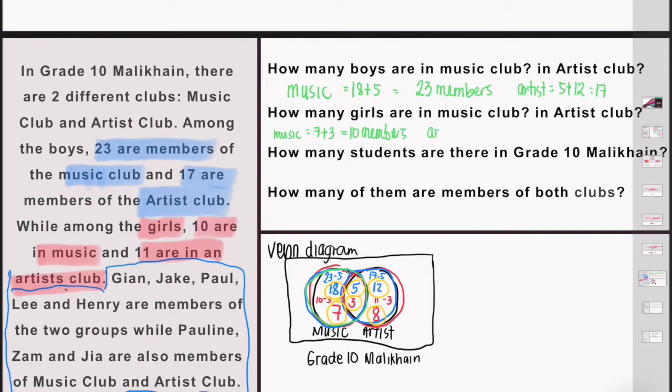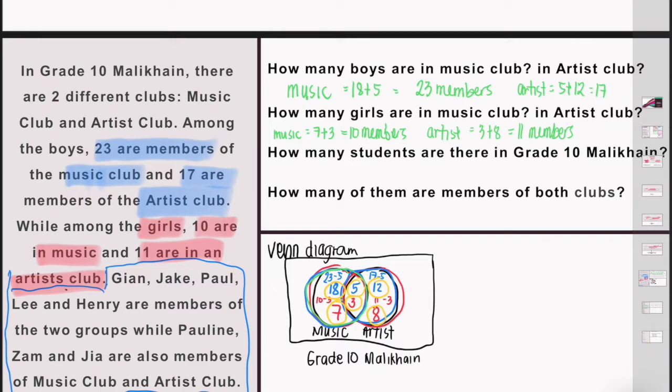Now, for the artist club, we have 3 plus 8, which is 11. So we have 11 members na girls on the artist club. Now, the question is, how many students are there in grade 10 malikhain? So for you to be able to do that, it's like simply getting all the number of students.